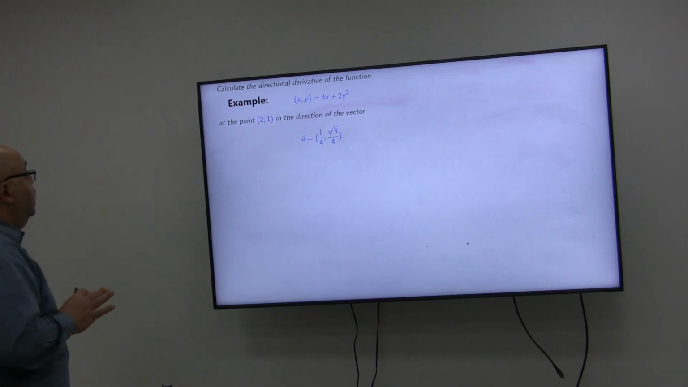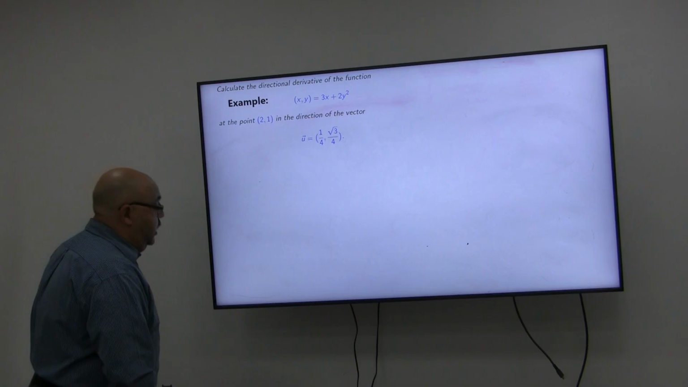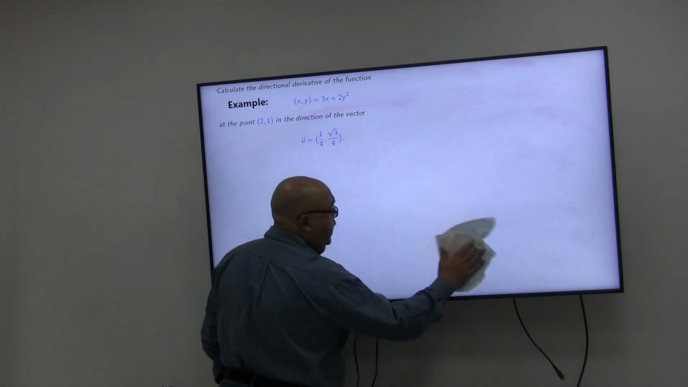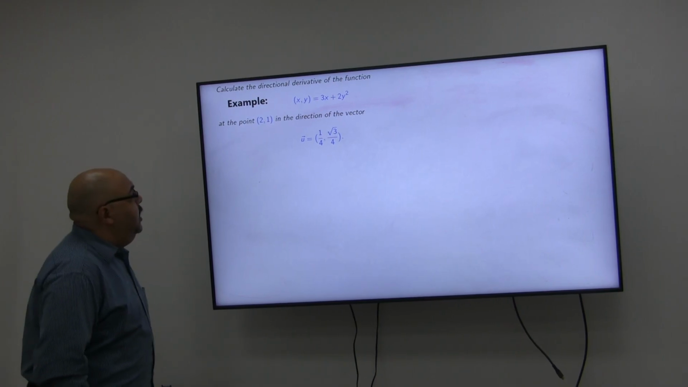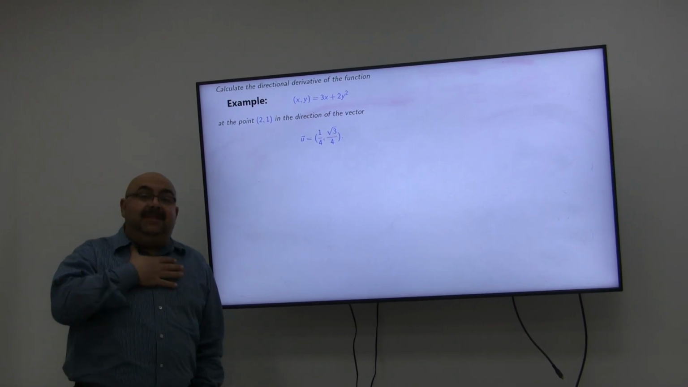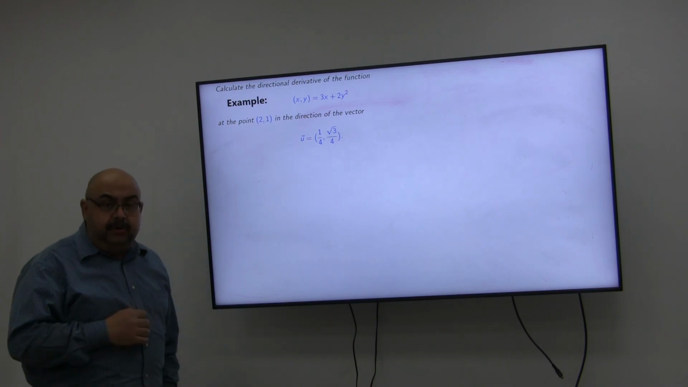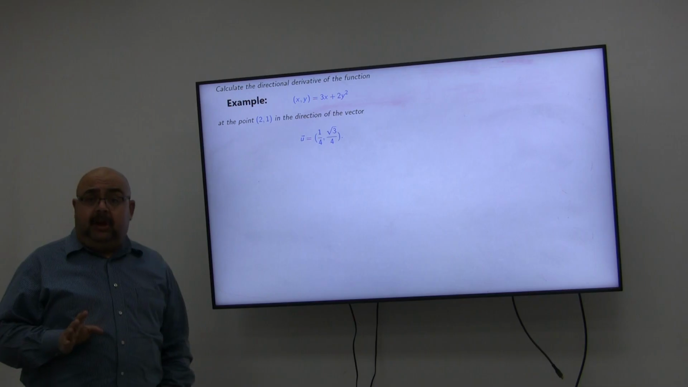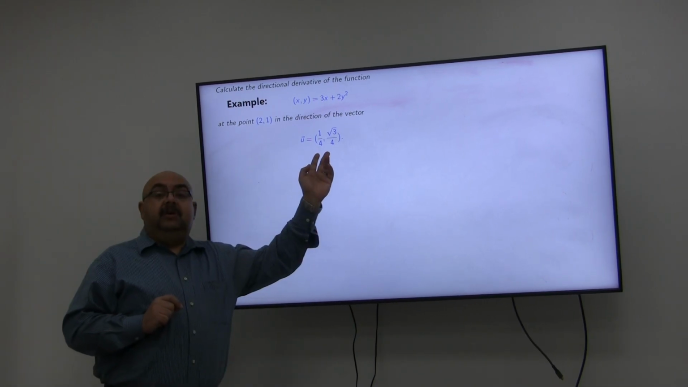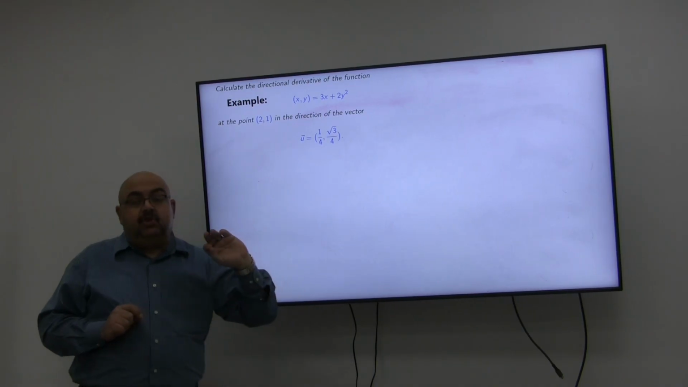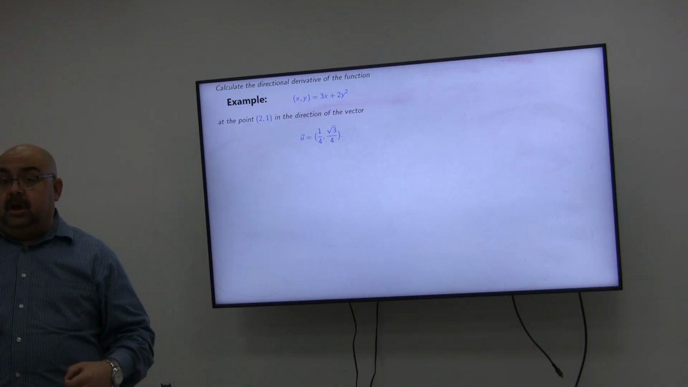So, for example, calculate the directional derivative of the function in x and y, which is 3x plus 2y squared, at the point (2, 1) in the direction of the vector. So I need a function at a point and the vector that I'm going to use. The first step is to check if this vector is a unit vector or not. Please try to do this before continuing in finding your vector.